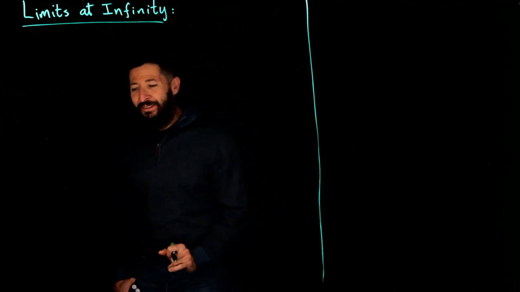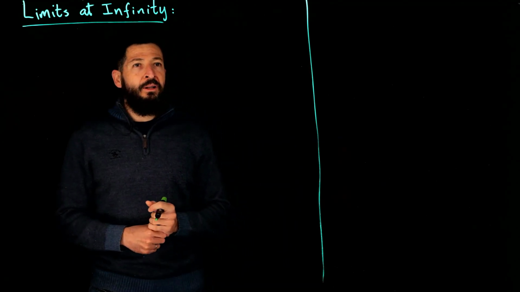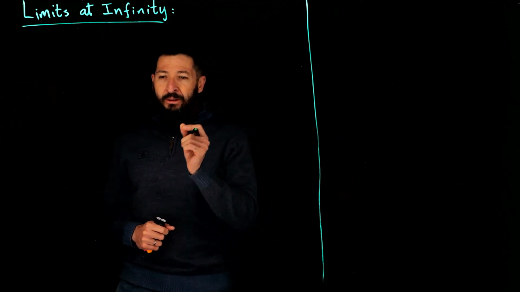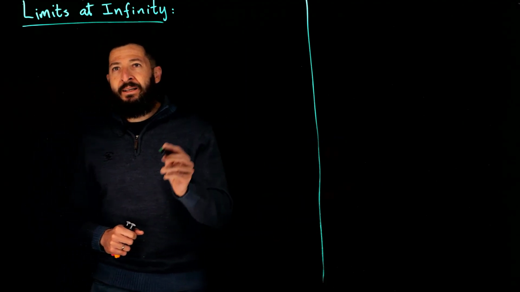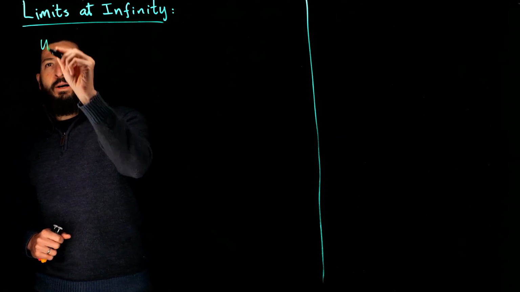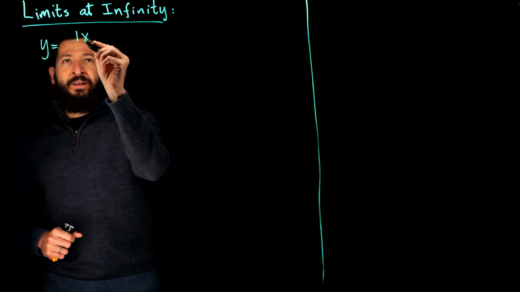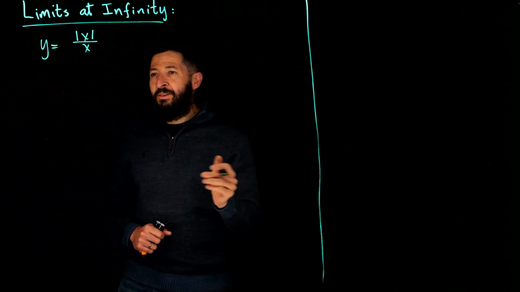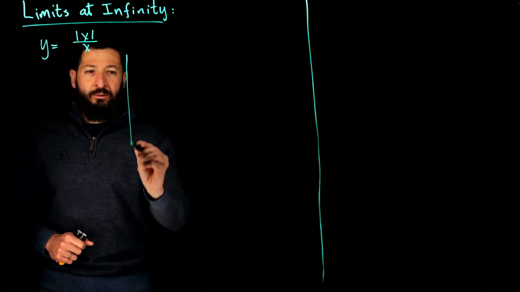All right, so in the last video, we talked about limits at infinity for rational functions. So today we're going to go a little bit more difficult, but for that, I want to talk about the function y equals absolute value of x over x. And so what does this function do, and what does the graph look like?